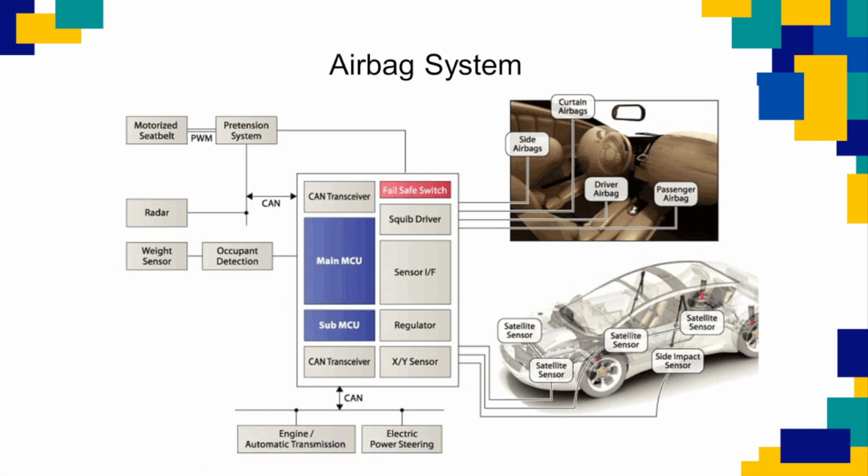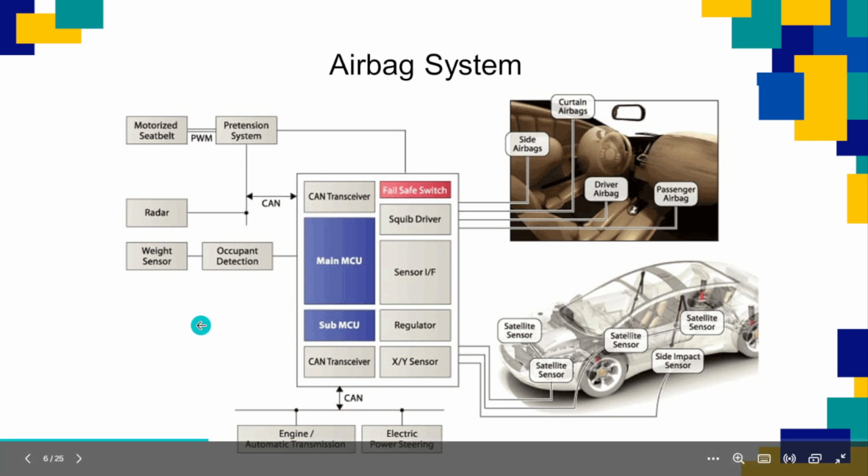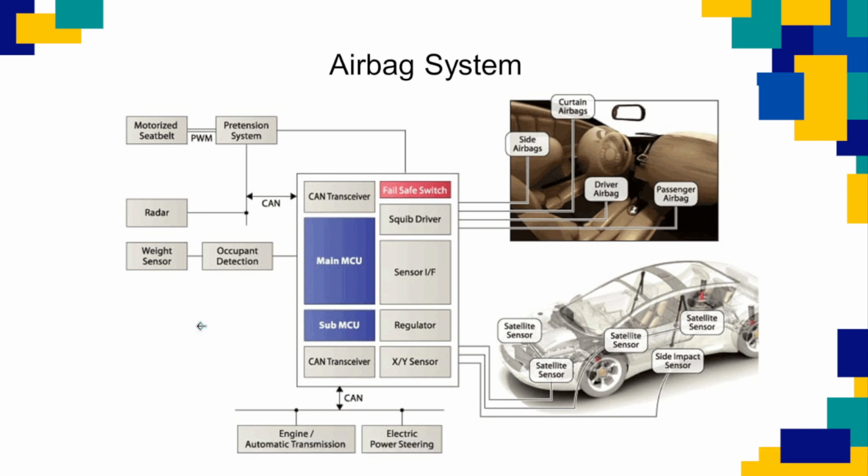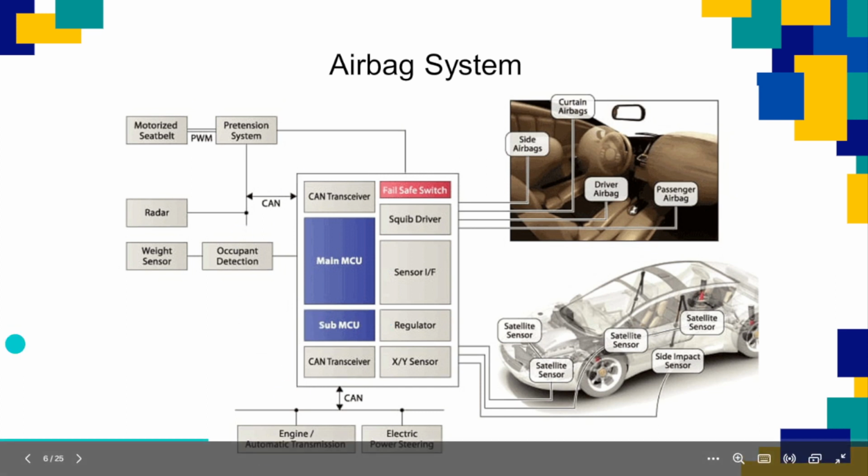So this airbag control unit acts as a central control module for the airbag system. It receives the input from the crash sensors. So here you can see the weight sensor and radar sensor, like that. It receives the input from the crash sensors to determine if a crash has occurred and if airbag deployment is necessary. The ACU utilizes some algorithm to analyze the sensor data and make a rapid decision.